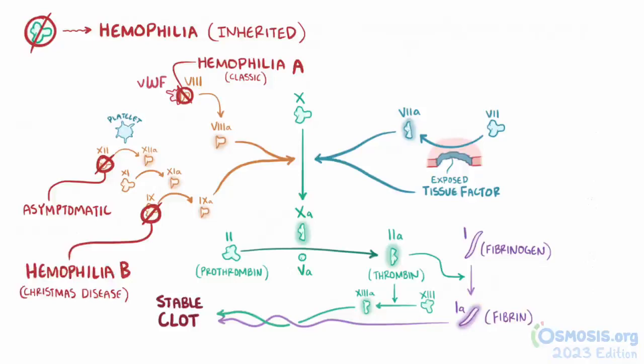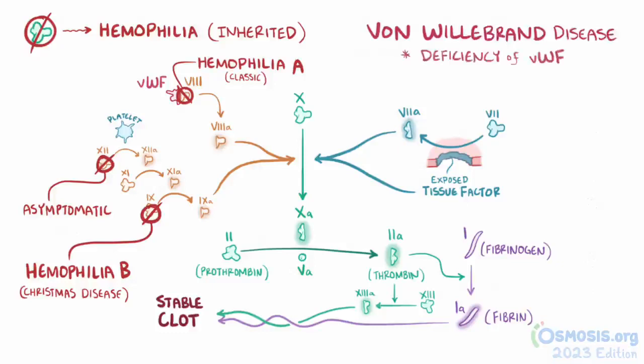Now, a mimic of hemophilia A is von Willebrand disease, which is an inherited problem with primary hemostasis caused by a deficiency of von Willebrand factor. So in severe von Willebrand deficiency, factor 8 gets broken down faster and can become deficient too.